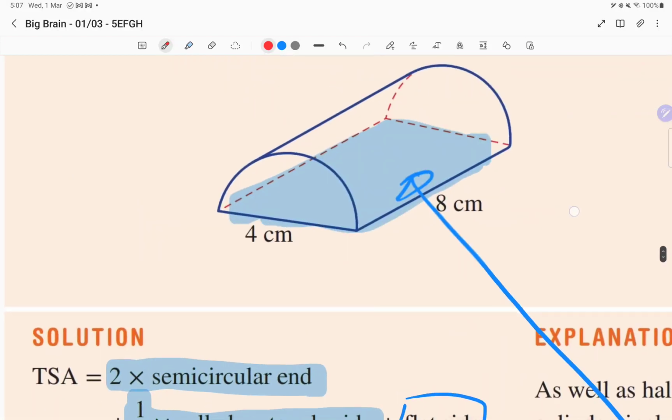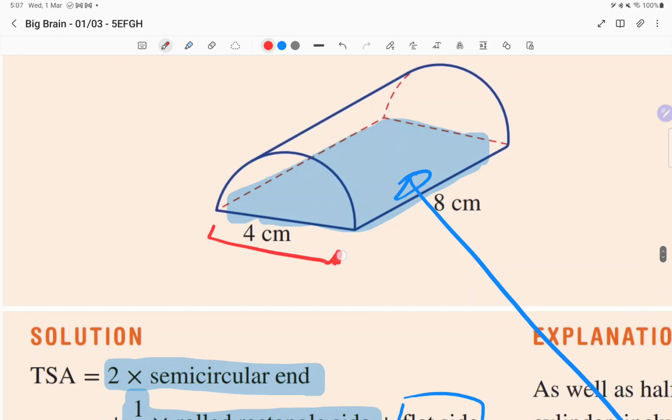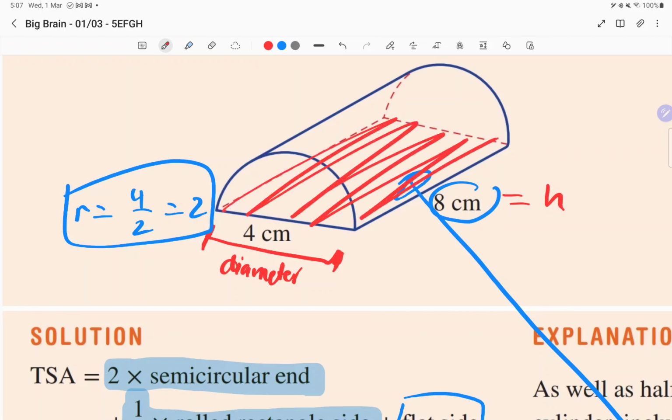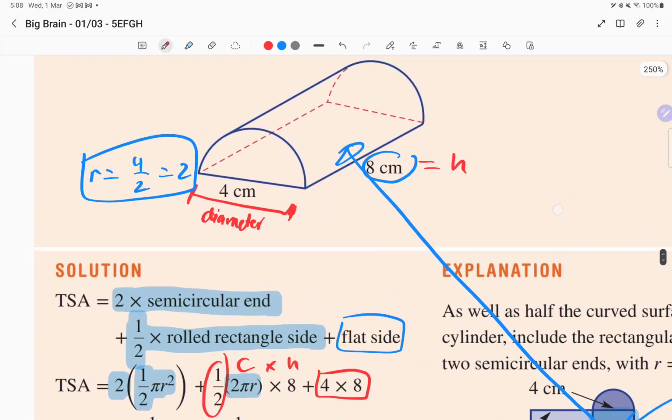Well, the flat side, when you look at it, this one is actually the diameter. This is the diameter of the circle, because if you were to complete the circle, it will look something like that. So in this case, the radius is 4 divided by 2, which is 2, half of that value there. Make sense? And this value here is simply the height of the cylinder as usual. So the side at the bottom will just be 4 times 8, it's just a rectangle. 4 times 8, that's it. So that's the flat side.